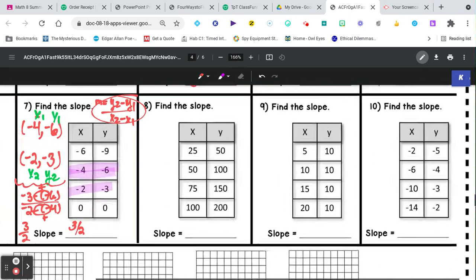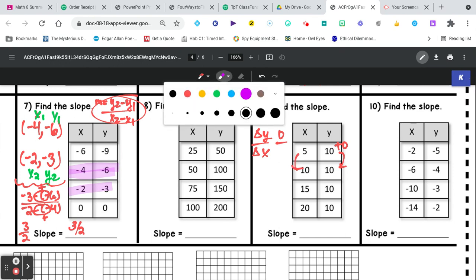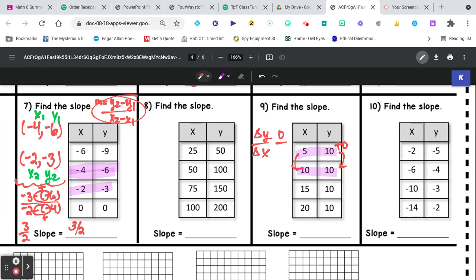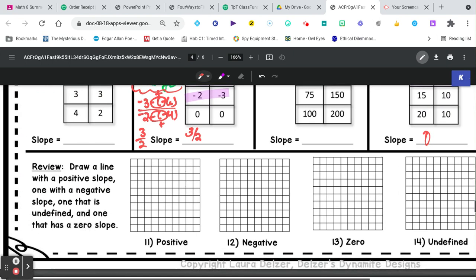Okay, let's look at 9. I'm going to find the change of y over the change of x. Here to get from 10 to 10, I'm adding nothing, 0. And I chose those 2 points, guys. I chose these two. If you haven't figured that out yet. To get from 5 to 10, you add 5. But 0 is on top of the bar, so the slope is just 0. The only time the slope is undefined is if 0 is under the bar, UNDE. All right, that's how you find the slope from tables.